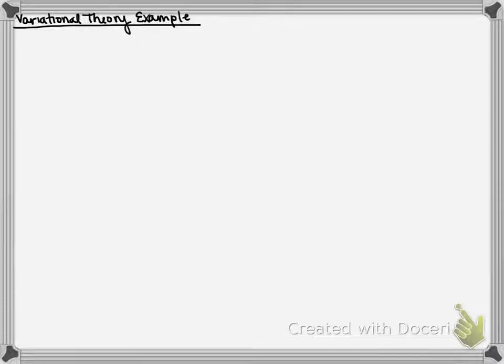Alright class, so hopefully you watched the first video which explained a little bit about variational theory and went through the steps. In this video we're going to work through an example problem. And really with variational and perturbation theory, it's going to be important that you work through some example problems. This is what I would have had you do in class.